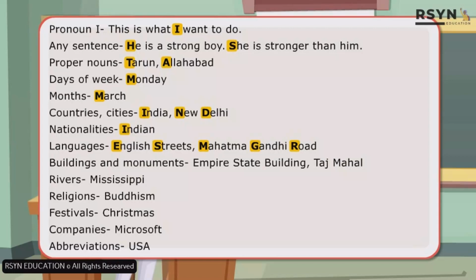Buildings and monuments: Empire State Building, Taj Mahal. Rivers: Mississippi. Religions: Buddhism. Festivals: Christmas. Companies: Microsoft. Abbreviations.